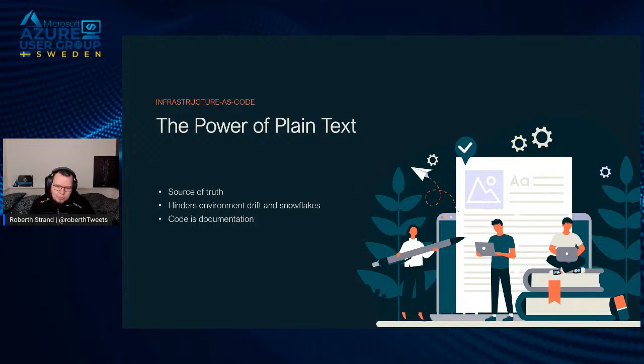And when it comes to infrastructure as code, one of the benefits of writing infrastructure as code is that you have one source of truth. You have one place that is explicitly telling you this is how your infrastructure should look.